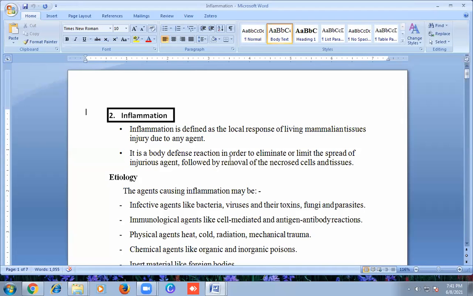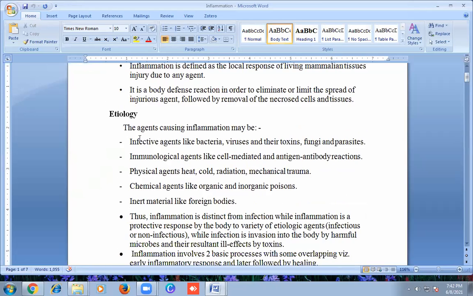Further aggressiveness, exaggeration, it will stop because the body warns us, giving a warning, isn't it? So that we will take care of that one due to that warning, followed by removal of the necrosed cells. Necrosed cells means whatever made the cells damaged, that will be removed by the body. So this is the body defense reaction. Keep in your mind.